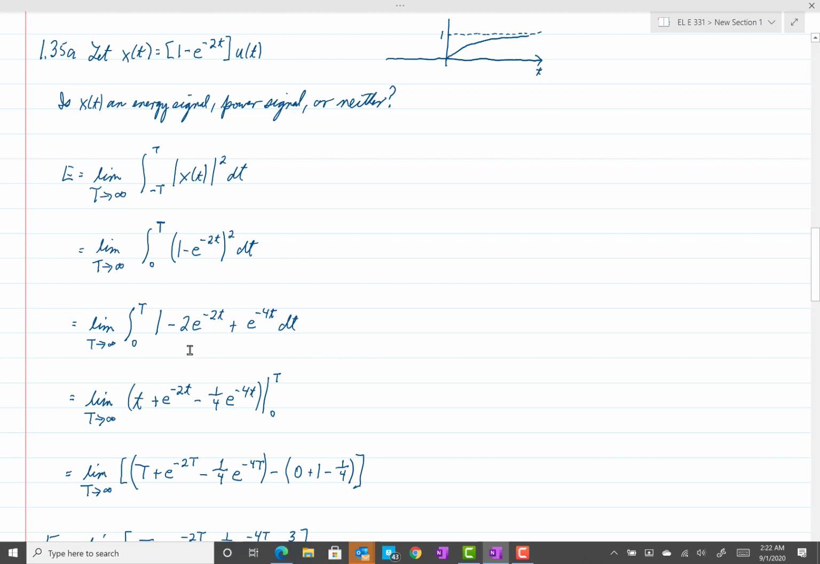Now, let's go ahead and integrate each one of those terms. When we integrate 1, we get t. When we integrate negative 2e to the negative 2t, that has the form e to the u du when we take into account the dt part. So we just get e to the u, e to the minus 2t. And then finally, for integrating this last term, we would need to multiply it by negative 4 on the inside of the integral and negative 1/4 on the outside. So here's this negative 1/4, and we would get e to the minus 4t. And again, the limits on the integral are 0 to T.